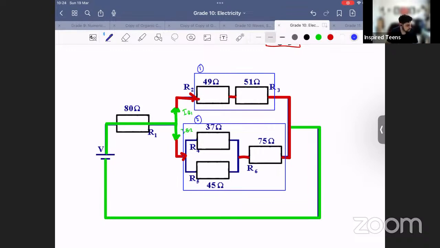Within that top parallel branch, tell me, are R2 and R3 connected in series or parallel? They are connected in series. Very good. Would series ever be in parallel? I think this is exactly the question you're asking right now. Yes, you can have resistors connected in series on a parallel branch. To calculate the effective resistance of this branch, you just add these two up.